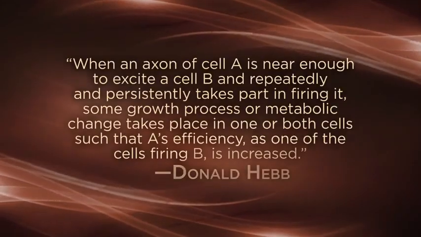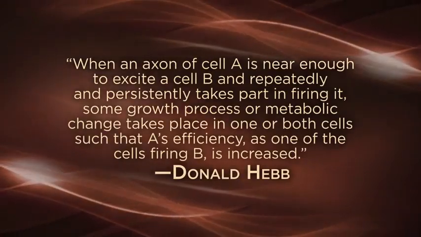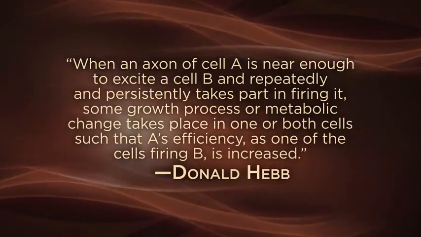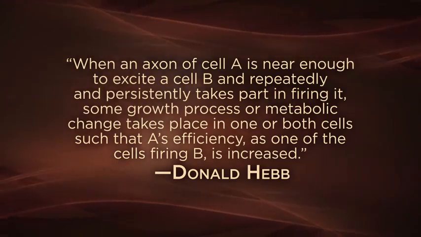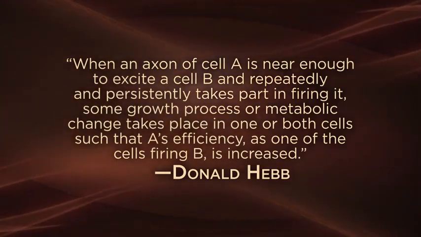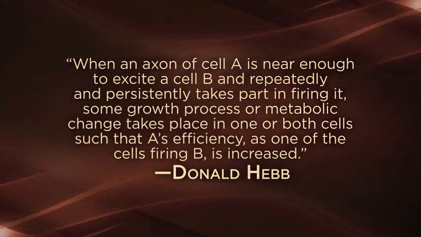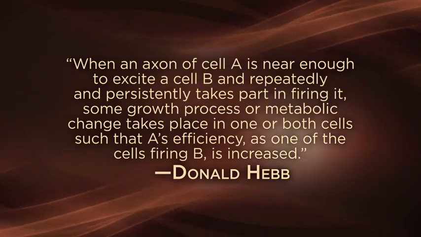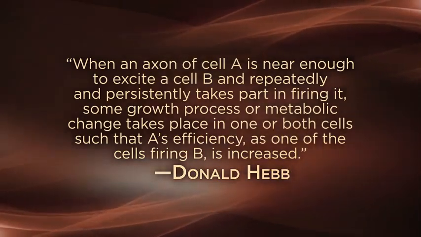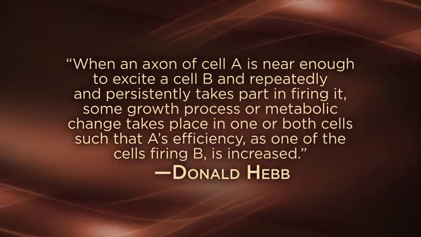When an axon of cell A is near enough to excite a cell B, and repeatedly and persistently takes part in firing it, some growth process or metabolic change takes place in one or both cells such that A's efficiency, as one of the cells firing B, is increased. To put it a little more simply, neurons that fire together wire together. If the activity of one neuron repeatedly leads to the firing of another neuron, then the synaptic connection between them will get stronger.